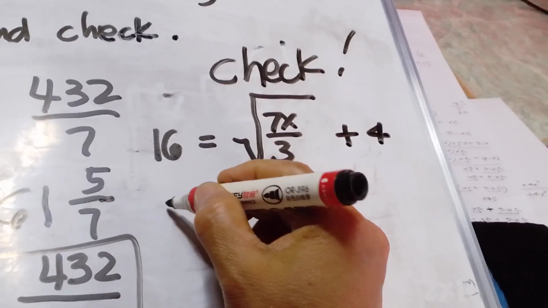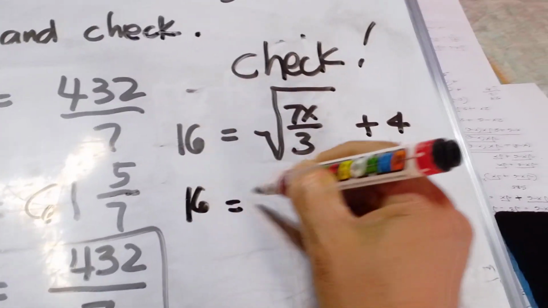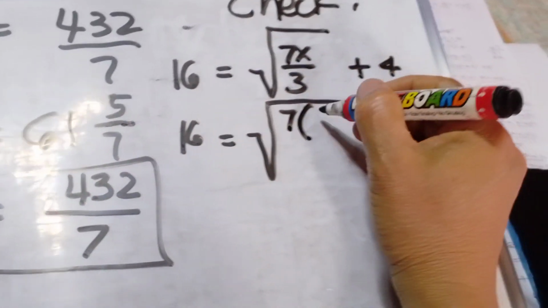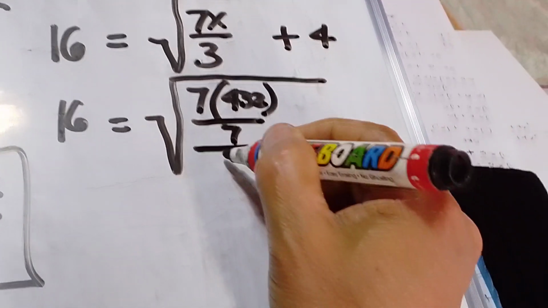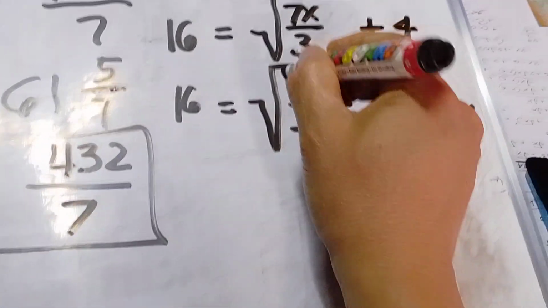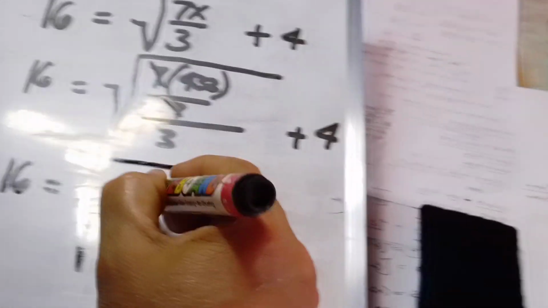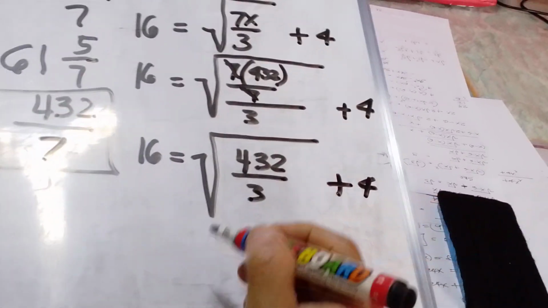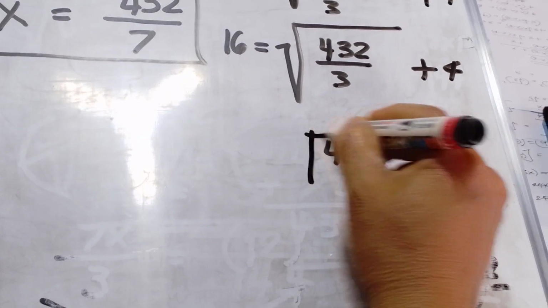Okay. So, I have to substitute the value of x in the given equation. So, this will be 16 equals square root of 7 times the value of x, 432 over 7, over 3. And then, this will be plus 4. So, this will be crossed out. So, 16 is equal to square root of 432 over 3 plus 4. So, what is 432 divided by 3?